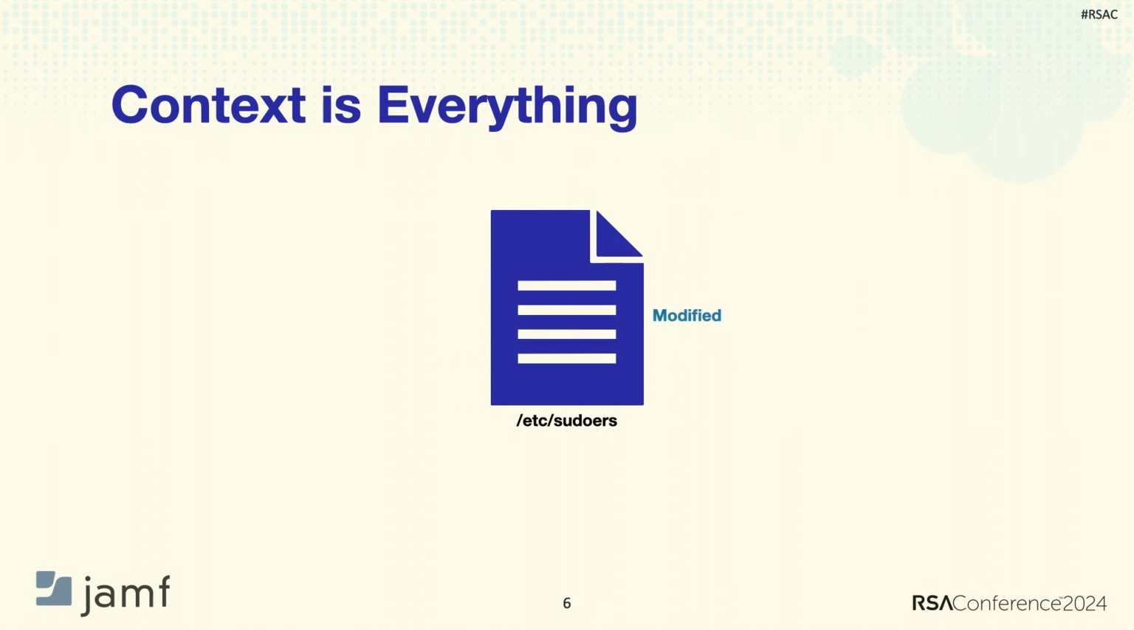To best explain that, I usually give a specific example of the etc sudoers file being modified. The etc sudoers file is a system file that controls which users are allowed to escalate to the root user. So knowing when it's modified is probably something you might want to be aware of, but knowing that it was modified in and of itself isn't enough information. We're still missing a lot of details in terms of what actually happened here, right?